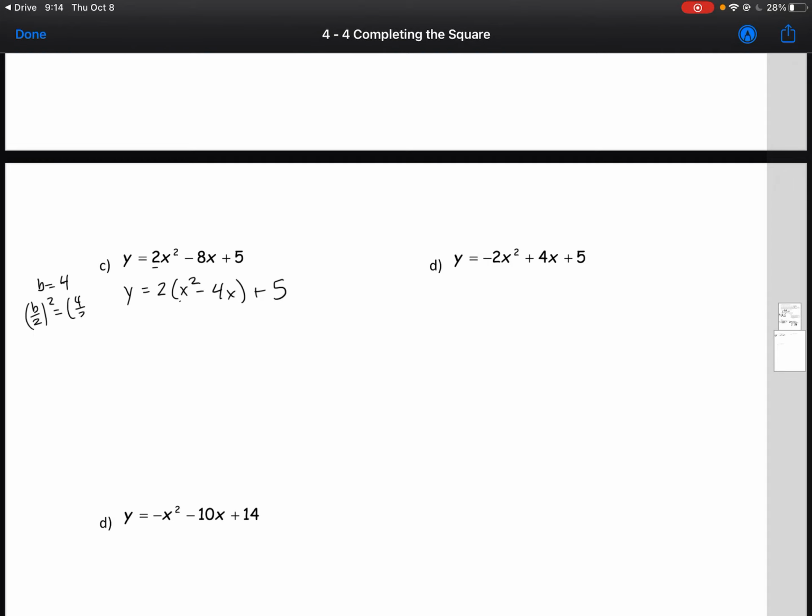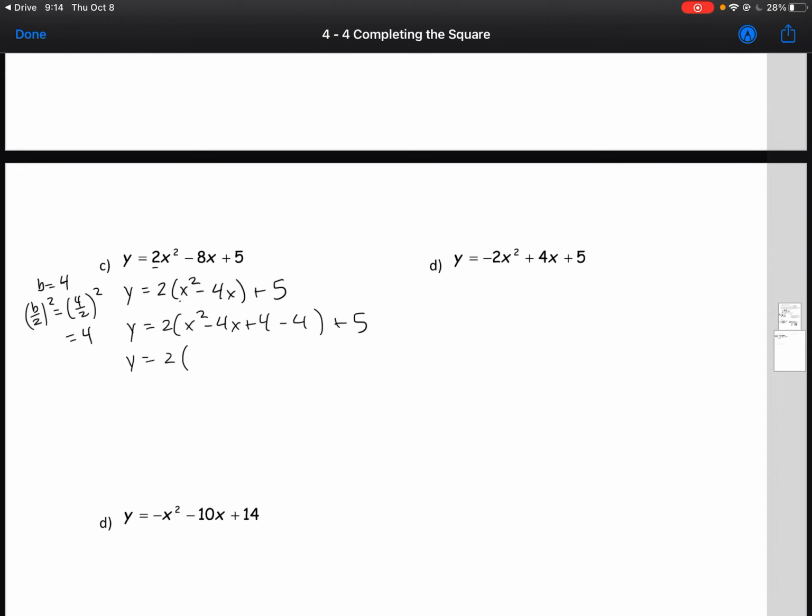So 4 divided by 2 squared is going to give me 4. This is just telling me what I can add and then subtract to create that perfect square trinomial. So this b over 2 squared, all I am doing is using the property of how I know that the b and c values are related in a perfect square trinomial.